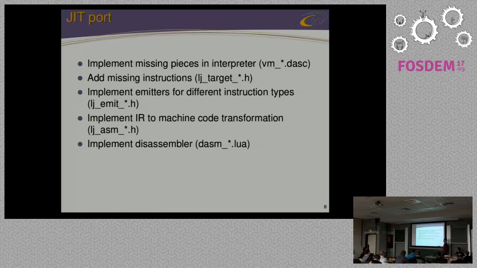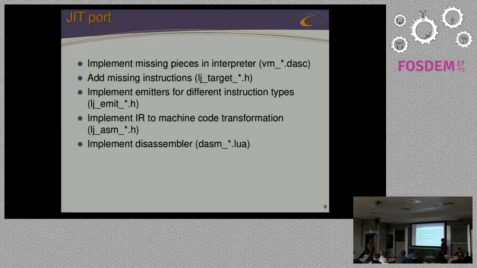You need to implement instructions for your architecture and define what registers it uses and stuff like that. You want to implement different emitters for instructions. So there are different types of instructions that use 3 registers, instructions that use 2 registers and constant. So you want to implement all those emitters. There is an IR to machine code transformation. So LuaJIT emits a special IR for Lua code, and that IR needs to be transformed to machine code for your architecture. And this is where you want to do that. And you also want to implement the disassembler for your architecture.